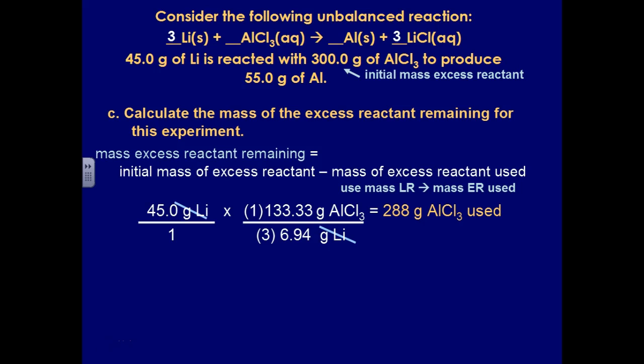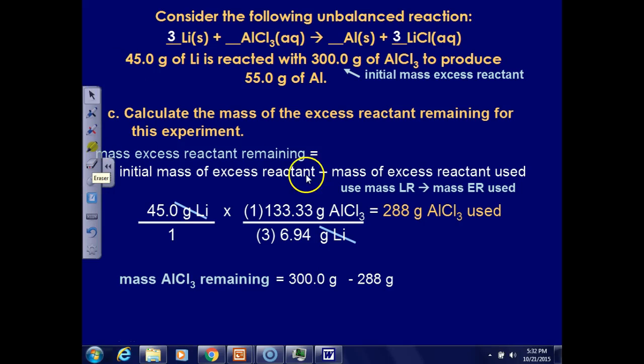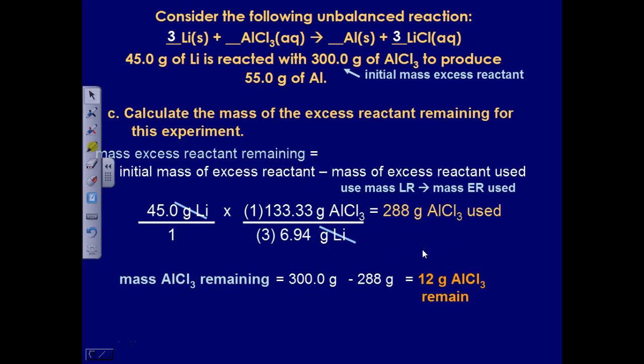To get how much remained of that excess reactant, I take the difference. I subtract from 300 grams my initial amount, the amount I used, the 288. The subtraction, we look at decimal places. We have no decimal places in 288, so when I do my final calculation, I want none in my answer. And I got 12 grams of aluminum chloride remained.